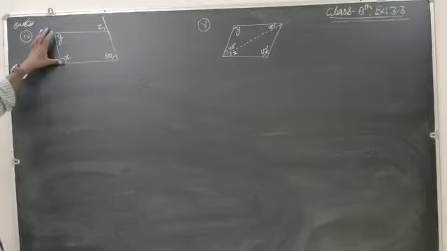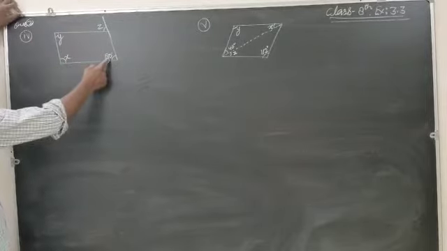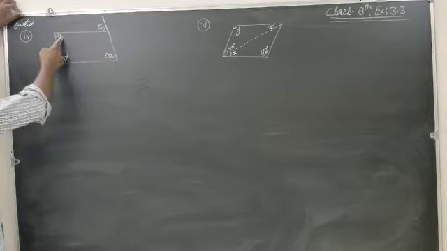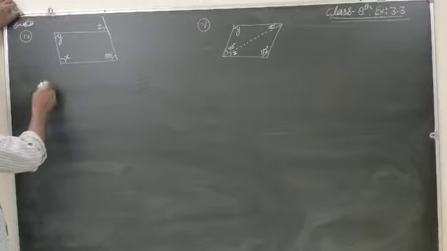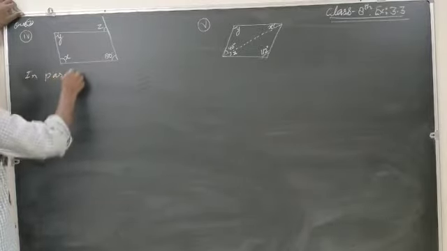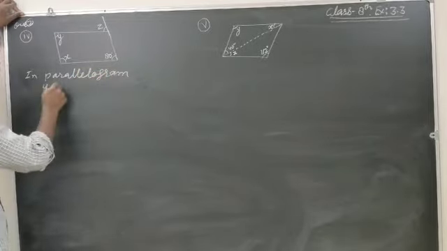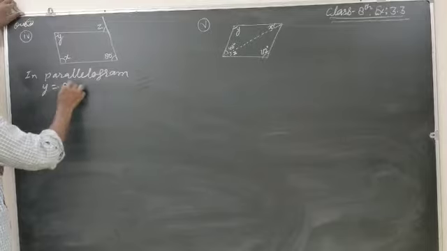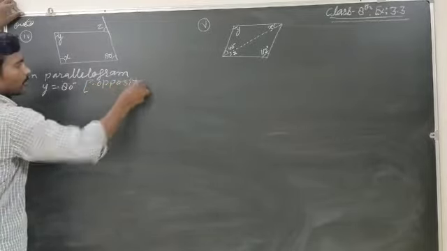Now we come to question 4. Find the value of x, y, and z. This angle is 80 and this is also 80. Why? Because y and 80 are opposite angles in a parallelogram. In a parallelogram, y equals 80. Opposite angles.